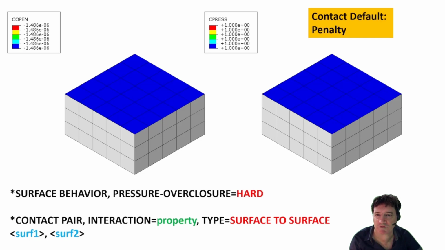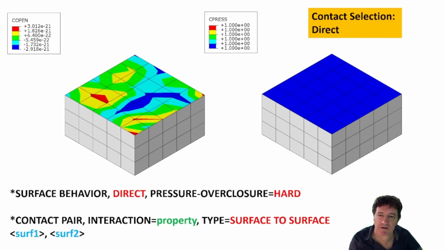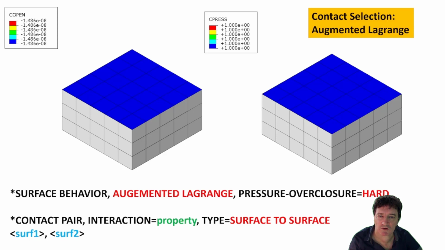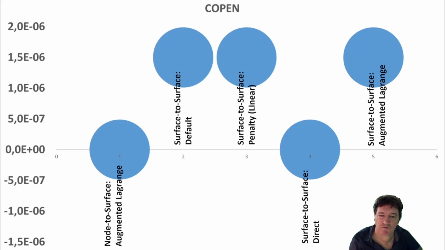This is the default result. Choosing the penalty contact method manually has the same result. The direct contact with type surface-to-surface shows a COPEN nearly 0, analogous to augmented Lagrange contact with type node-to-surface, while the augmented Lagrange contact with type surface-to-surface shows a very small interference of COPEN. In comparison to exponential pressure overclosure, the COPEN values are different to hard pressure overclosure. If we plot the COPEN values for the different contact methods, we get a wide range of COPEN.